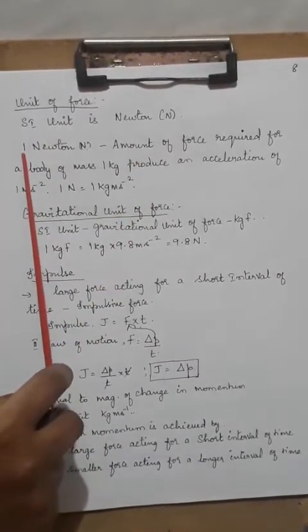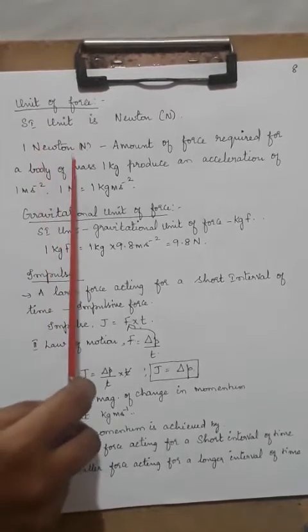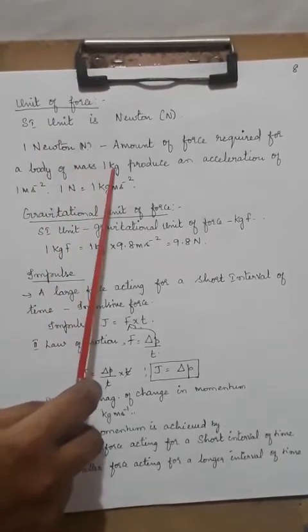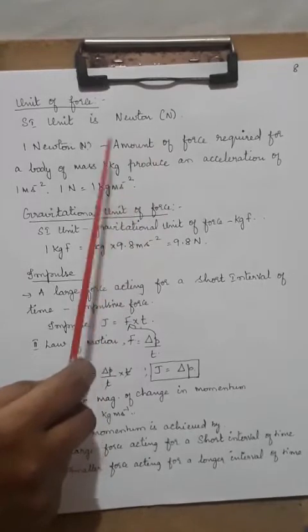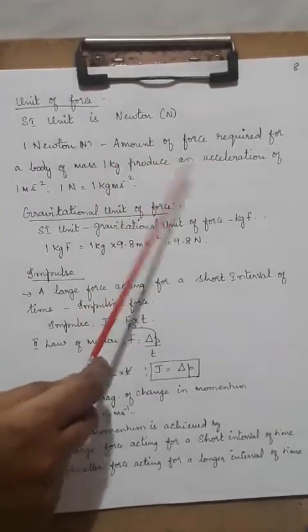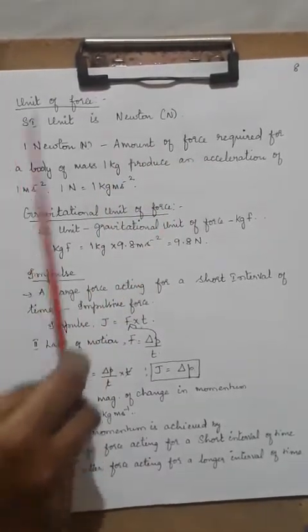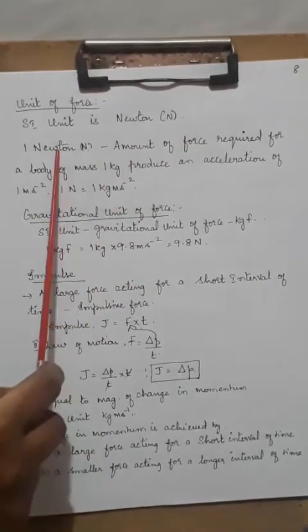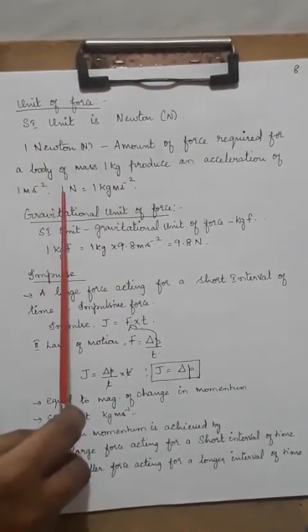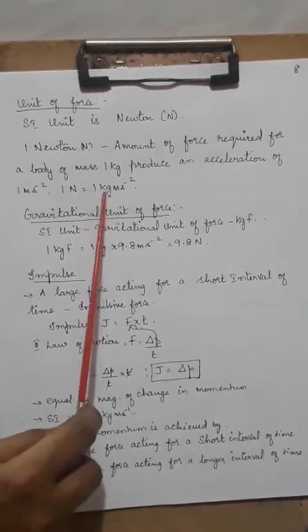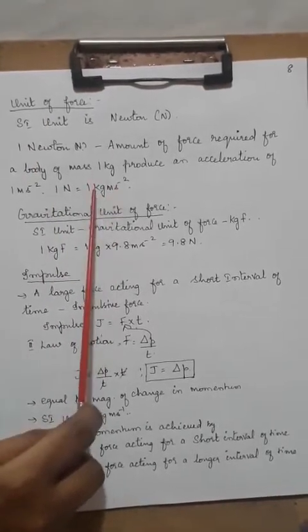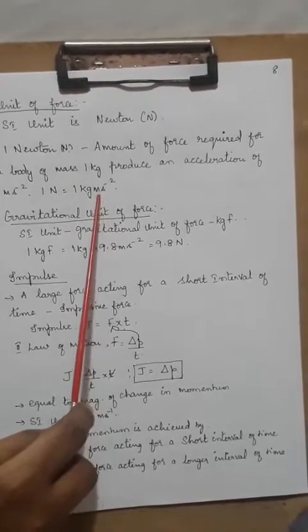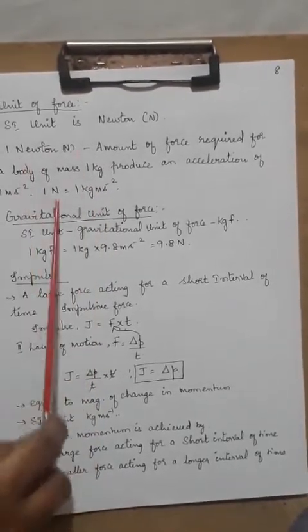Did you understand, student? Whenever I take a mass of 1 kg, in order to produce an acceleration of 1 meter per second squared, I need to apply some force. That amount of force is what is called 1 Newton. So hence 1 Newton is equal to 1 kilogram meter per second squared, that is mass into acceleration. Okay, this is one unit.